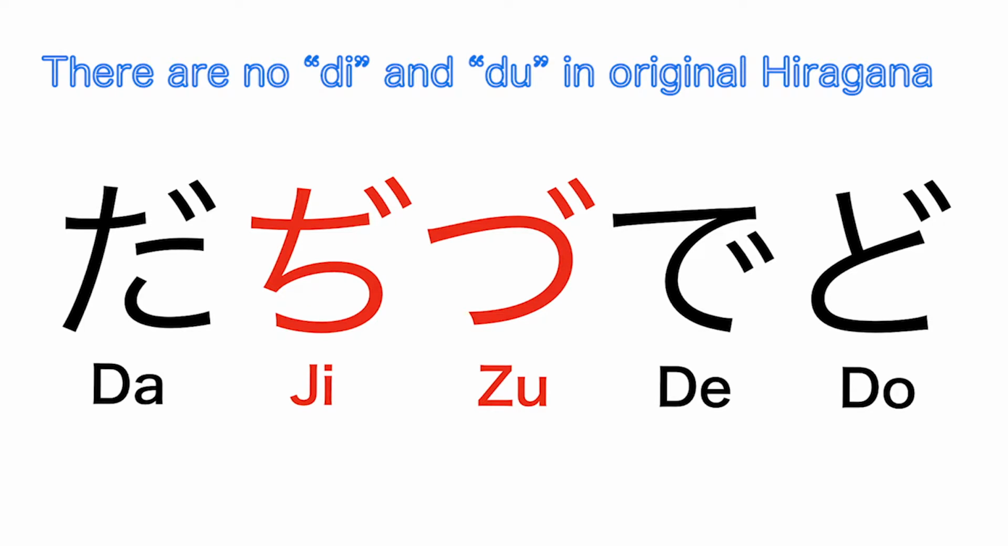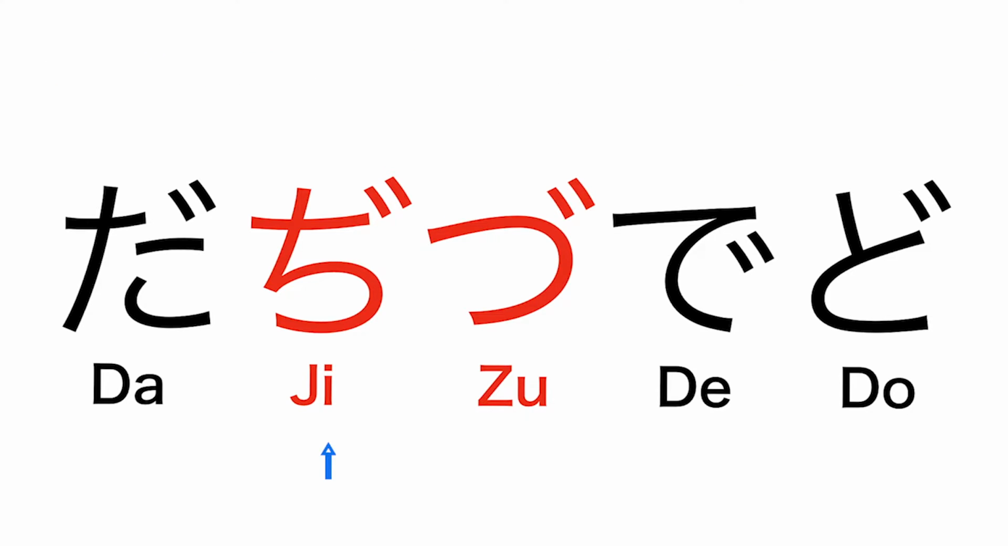And we don't have a D sound, and we don't have a do sound. So instead of D, we have a G. Instead of do, we have a zu. So it's gonna be da, ji, zu, de, do.